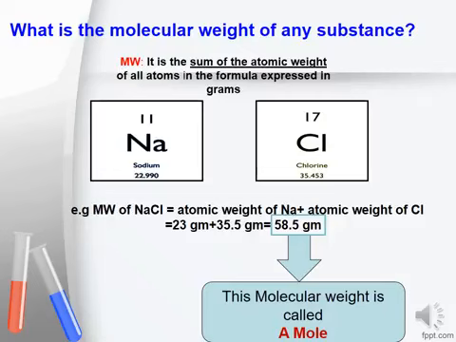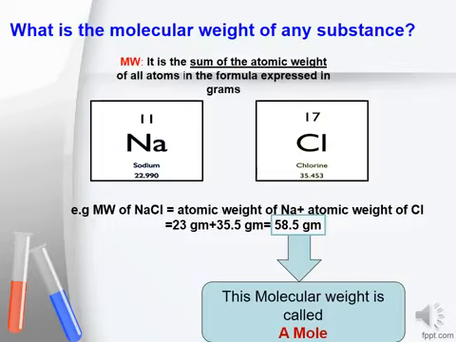So again, what is the molecular weight? Molecular weight is the sum of the atomic weight of all atoms present in the formula. Here for sodium chloride, the molecular weight is the summation of the atomic weight of sodium, which is 23, plus 35.5, which is the atomic weight of chlorine. Then their sum will be 58.5. The molecular weight of sodium chloride, which is 58.5, can be expressed as: a mole of sodium chloride equals 58.5.